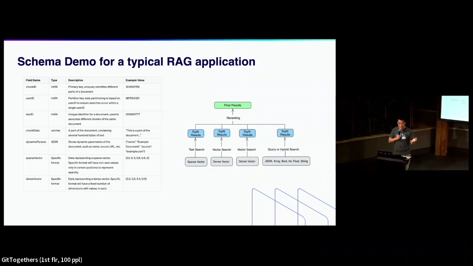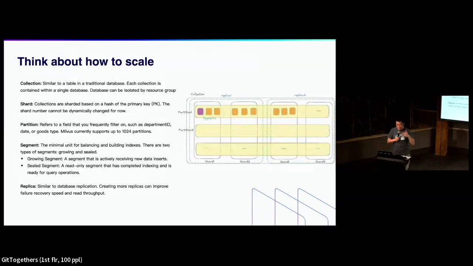You have the chunk data that's going to be super useful for ranking all the data. You have a lot of parameters. Those are just stored in a JSON field, so you can add things like the document address, document source, those kinds of things. You have different kinds of embeddings, sparse, dense, and you can do hybrid search among them. Okay. Second thing to do is think about how to scale.